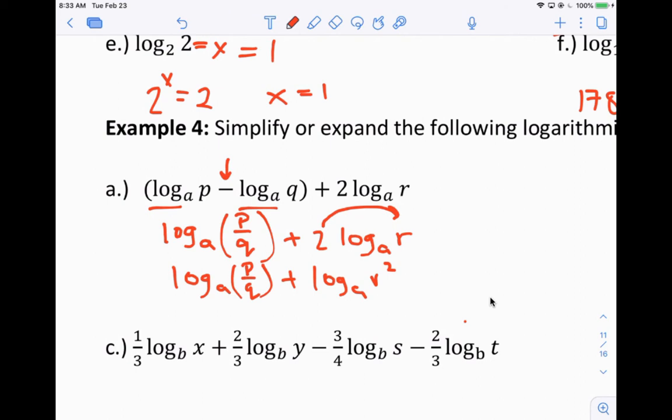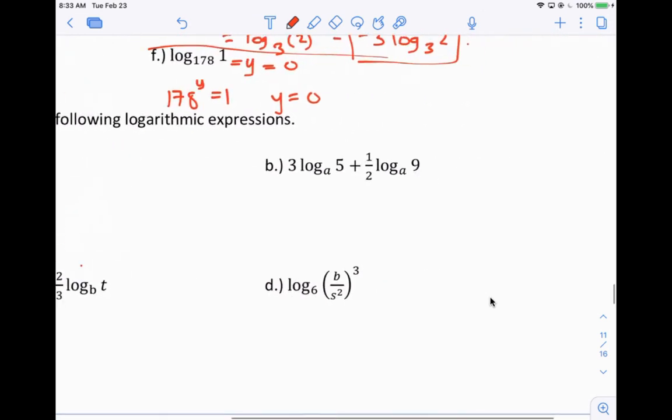Now it's just log A, so I can shove them together. Log A of P over Q. Don't let this confuse you. You can just sneak that R squared up into the top there, or you can place it next to it. Same thing with PEMDAS. And now it's a singleton log. All right, let's go over here.